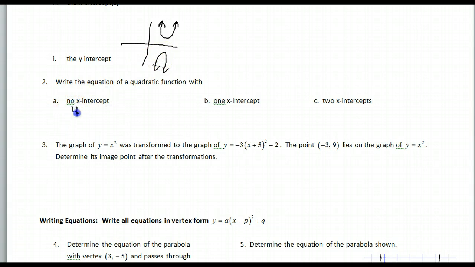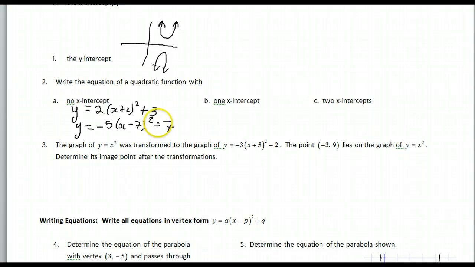So opens up, let's say y equals 2, and here we're just throwing anything in, (x plus 2) squared. Now, it opens up, so I have to be above the x-axis, so we're going to have to go plus some number. Or we could open down, -5 (x minus 7) squared. If it opens down, the maximum point needs to be below the x-axis, so this will have a -7. So plus and plus, or minus and minus, both the a value and the q value will have to have the same sign.